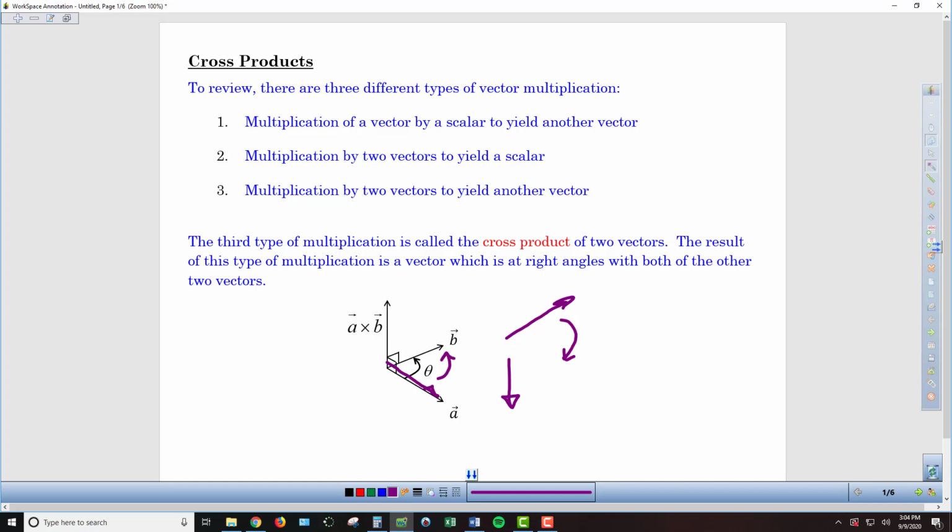So what again this tells us is that the cross product is not commutative. You do not get the exact same result when you reverse the order of the vectors that are involved.